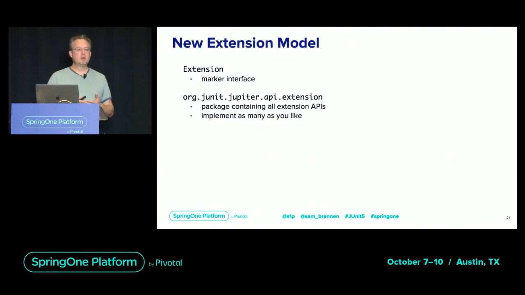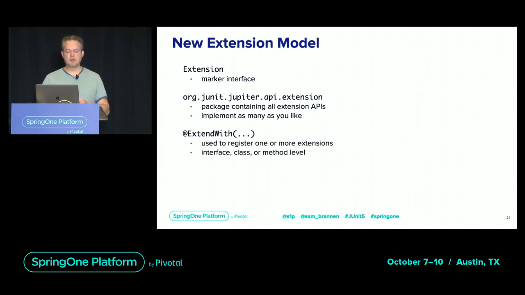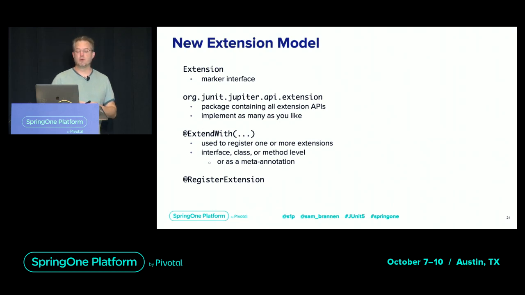So one nice thing is you can implement as many of these interfaces as you like in one concrete implementation, right? So with JUnit 4 you had like a class rule or a method rule, but you couldn't combine stuff. And the way you register these, so in JUnit 4 you had @RunWith, now we have @ExtendWith. You can register multiple of these. You can register them on an interface, on the class, or at the method level if you like. You can also do that as a meta annotation. Another thing we have that's somewhat similar to the rule support in JUnit 4, we have this @RegisterExtension, and that allows you to programmatically register an extension from a field or a static field if you like.